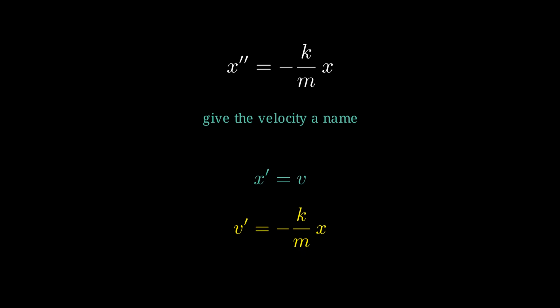The position changes at a rate given by the velocity. The velocity changes at a rate given by the rule, minus the stiffness over the mass times the position. Nothing was added and nothing was lost. The same physics, rewritten as 2 coupled rules, each one plain first order.